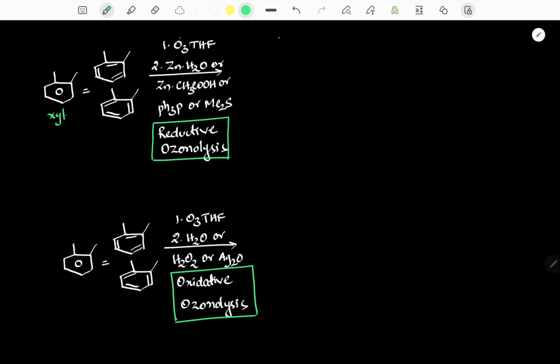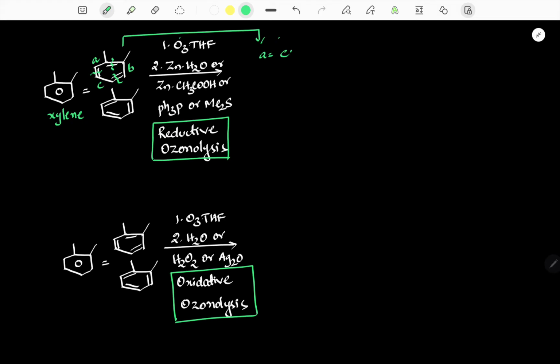The reactant is xylene. Xylene has two canonical structures, so here we have to consider both canonical structures and do the ozonolysis for each. Suppose xylene is treated with ozone followed by zinc/H2O, zinc/acetic acid, triphenylphosphine, or dimethyl sulfide. Simply we have to break the double bond like this. Because of this we get three compounds. Suppose they are A, B, C.